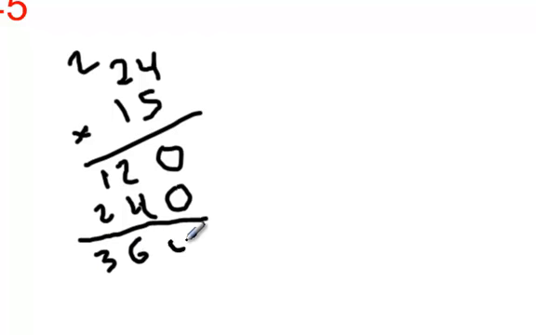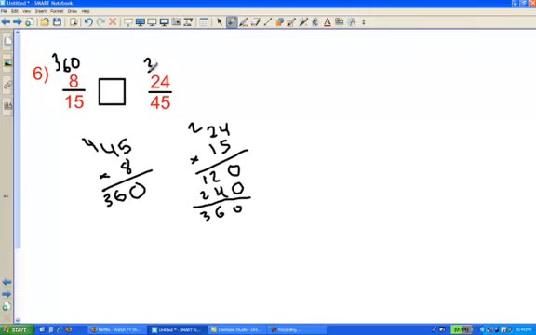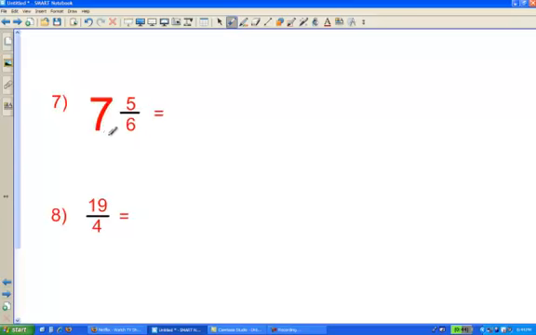And guess what? These are equal fractions because we get 360 for both the top and the bottom, so they're equal. Really, I could have just done this out from the beginning and realized 8/15, I just multiplied that times 3 and 15 times 3. Those are equivalent fractions. Alright, next problem here.